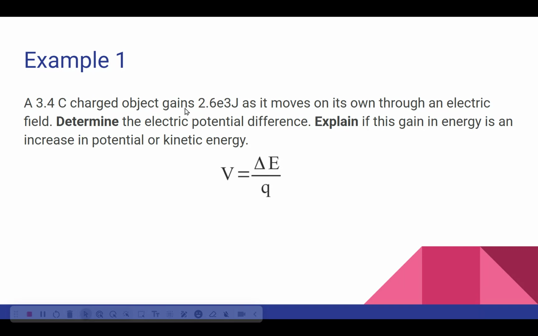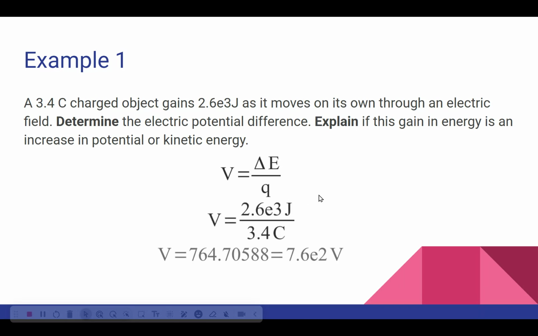So I was already told that it gained this much energy. So that's what I'm going to stick in here as my gain. And the 3.4 coulombs is my charge. So I stick in the values, and I go ahead and calculate the voltage, and it's 7.6 times 10 to the 2 volts. Now what that tells me is that even if I came along with a different charge that would gain a different amount of energy moving through this electric field on its own, I could still use this formula to figure out that energy based on this voltage.